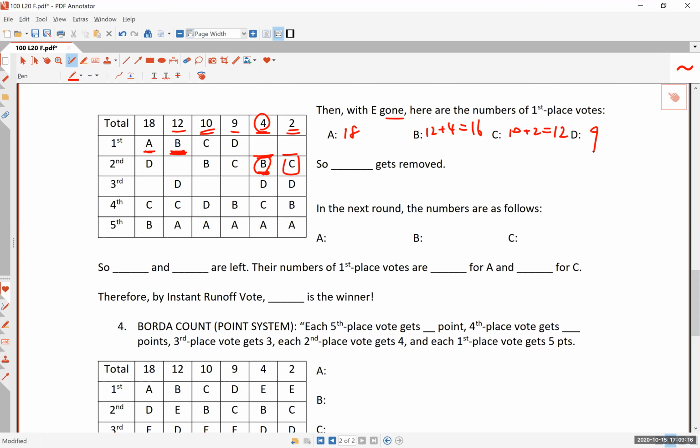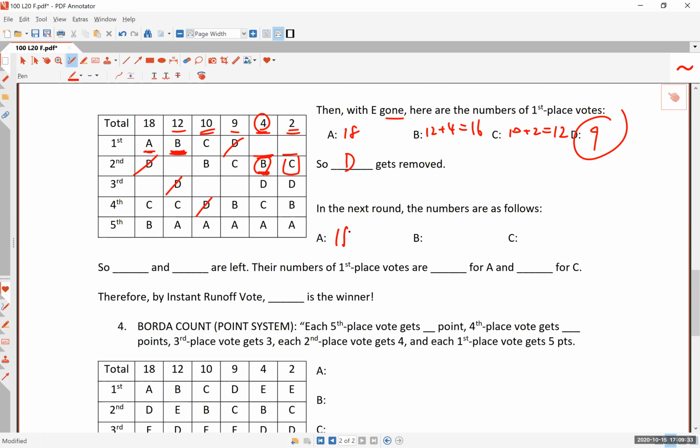Okay. And so guess who gets kicked out or eliminated next? Yeah, D, with the fewest number of first place votes, gets kicked out. So D gets removed. All right, let's cross out D from this picture. Okay, now what? In the next round, you have A, B, C left, right?